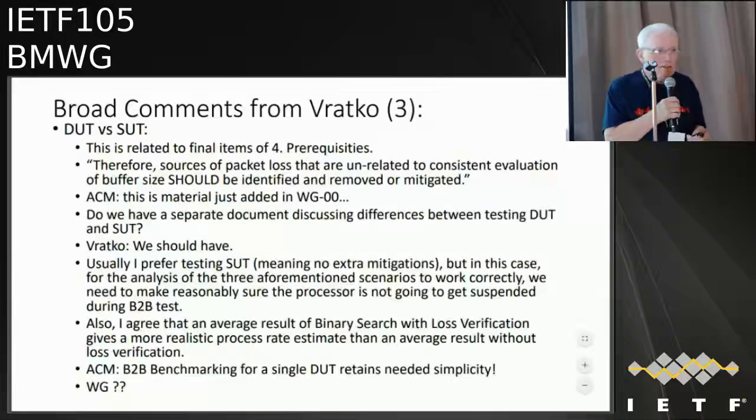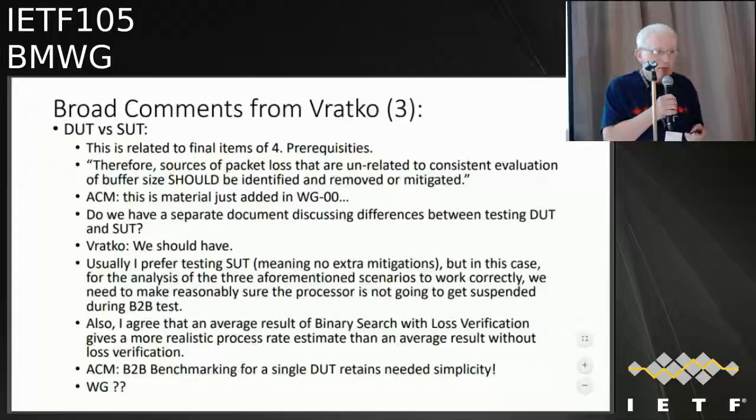And then device under test versus system under test. It's related to the Section 4 prerequisites. So there are sources of packet loss that are unrelated to consistent evaluation of the buffer size. They should be identified or mitigated. This material was just added. That was something Vratko was questioning. Do we have a separate document discussing the difference between testing the device under test and the system under test? Vratko thinks we should have such a document.